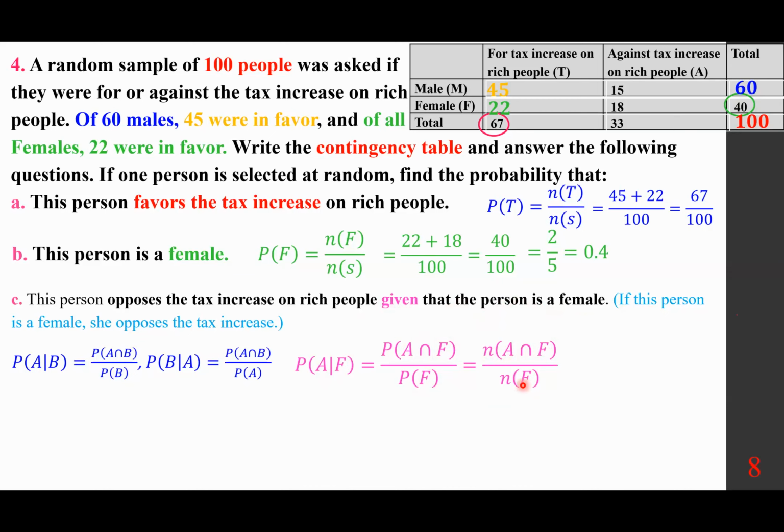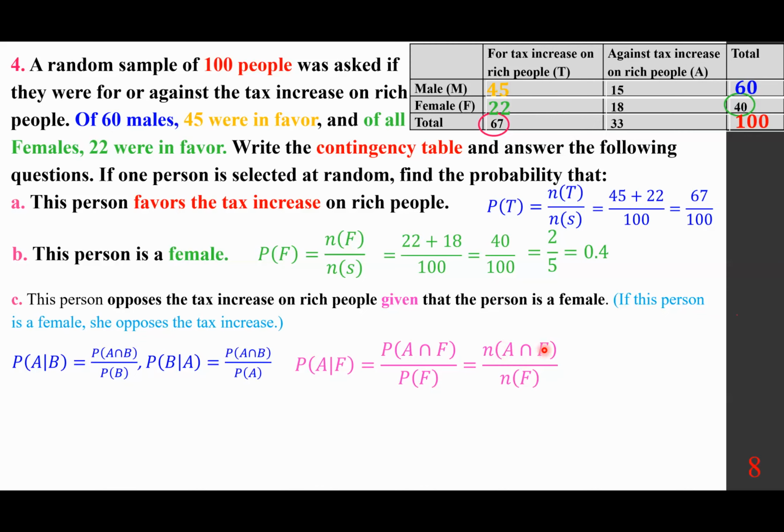I always start with the denominator. Remember, your original sample space is the total size of 100. The moment you see given, your original sample space is no longer there. It's a smaller one. So this is no longer the denominator because of this conditional probability. So what comes after given, in this case, females, that would be your new sample space. So N of F, which means 40, is your new sample space because you no longer deal with the whole, but rather only with this group. So the denominator is 40.